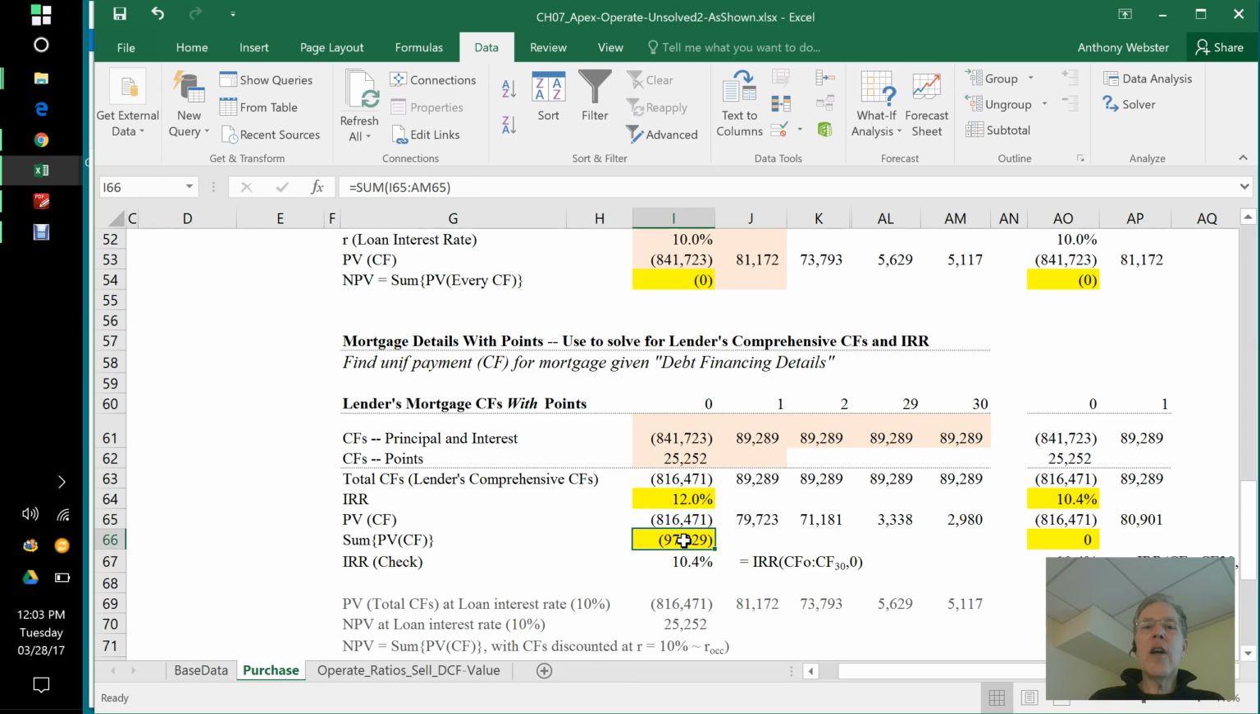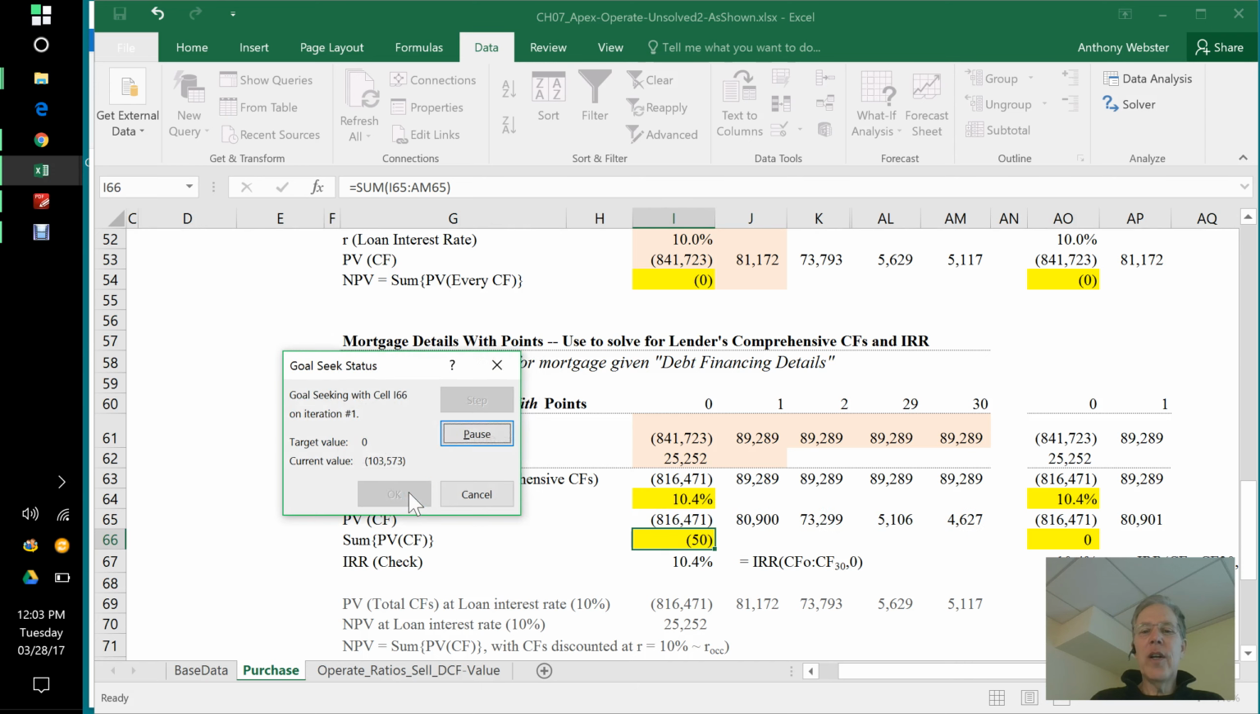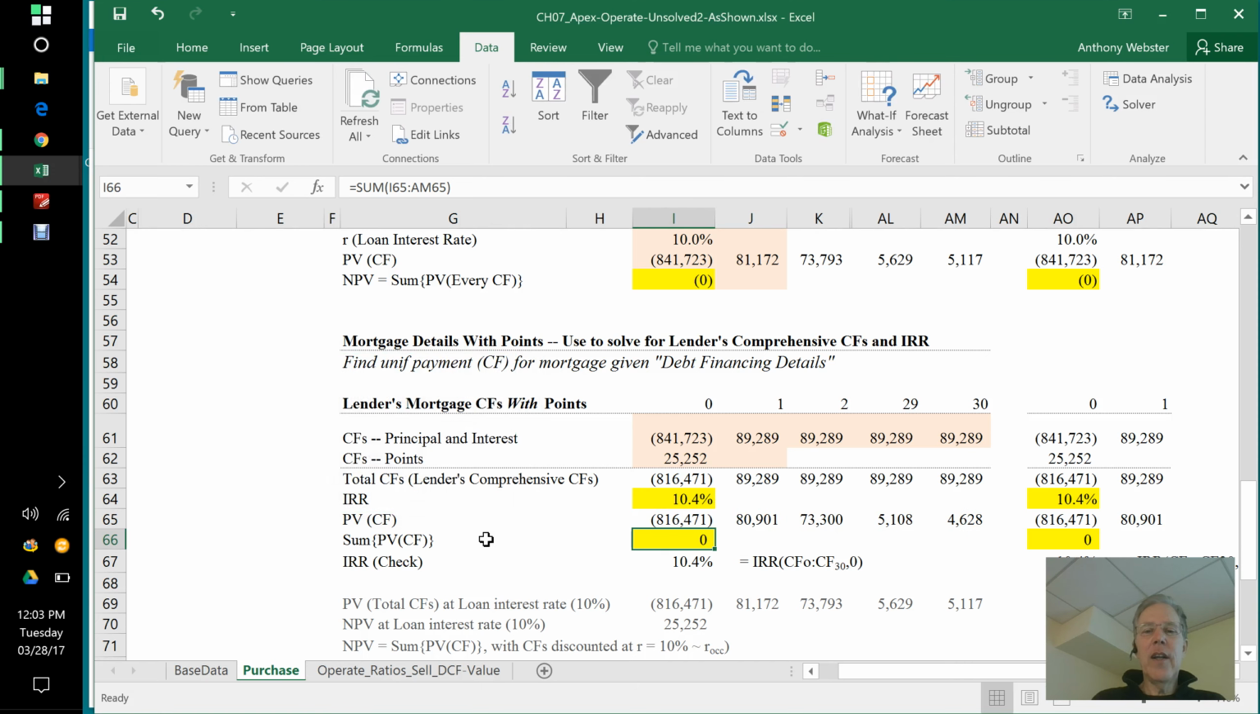Okay, so I'm going to go back to goal seek, and I'm going to say make the sum of those present values equal to 0 by changing my guess for the IRR. Okay, and it solves that for me, and it gives me the IRR for the lender considering her comprehensive cash flows is 10.4%. So 2 important things to note about that.